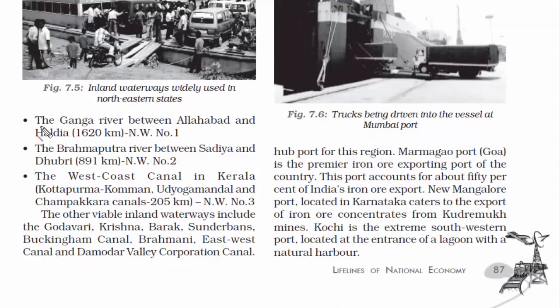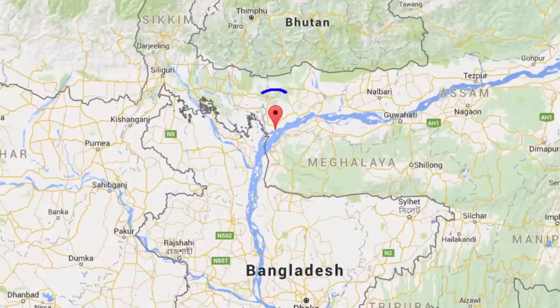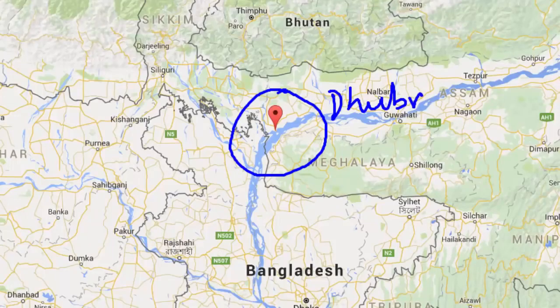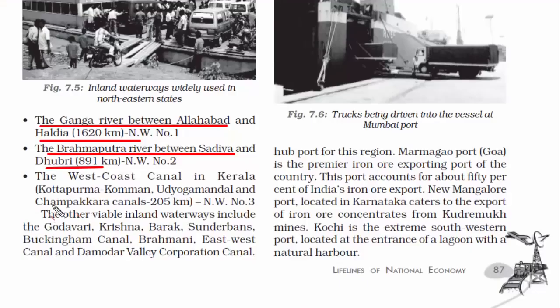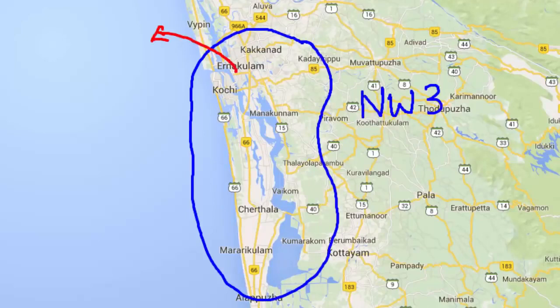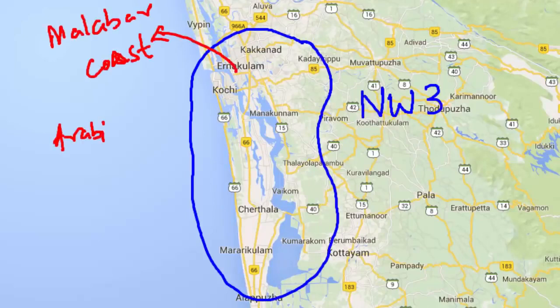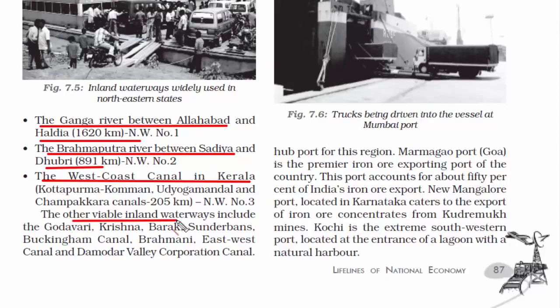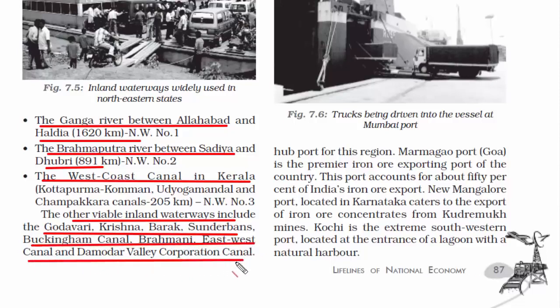Some of the national waterways are the Ganga River between Allahabad and Haldia. That is also referred to as National Waterway number 1. And National Waterway number 2 is on Brahmaputra River between Sadia and Dhubri. And then we have National Waterway number 3, that is on the West Coast Canal in Kerala. So you will find this on the Malabar coast. Like this, there are other viable inland waterways that include the Godavari, Krishna, Barak, Sundarbans, Buckingham Canal, East-West Canal and Damodar Valley Corporation Canal.